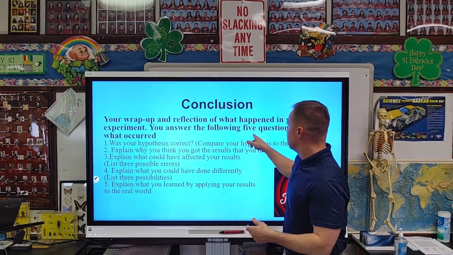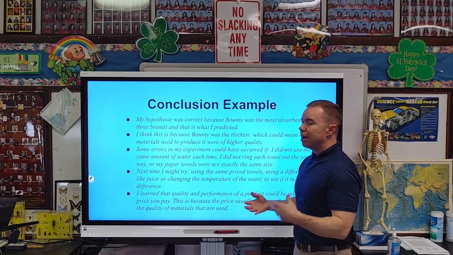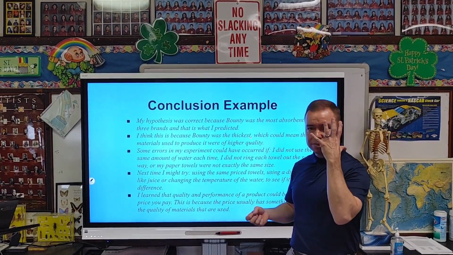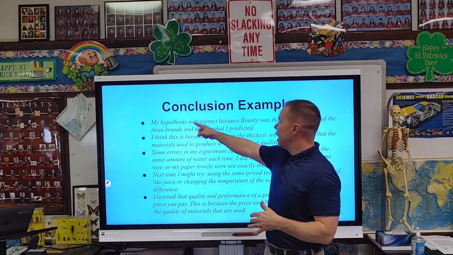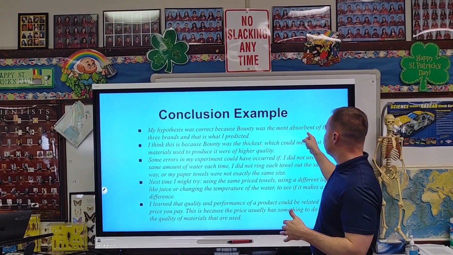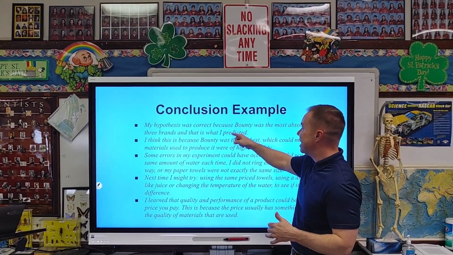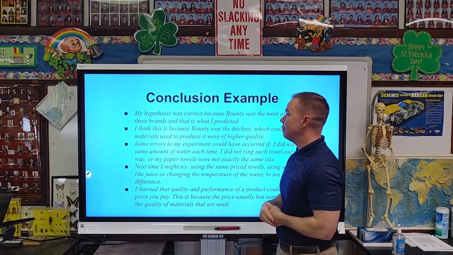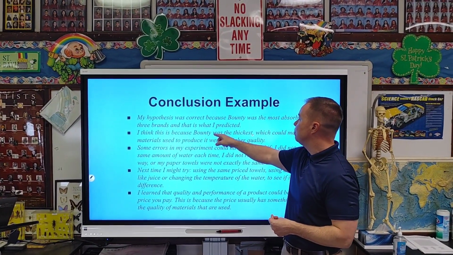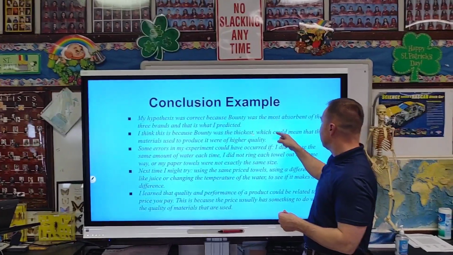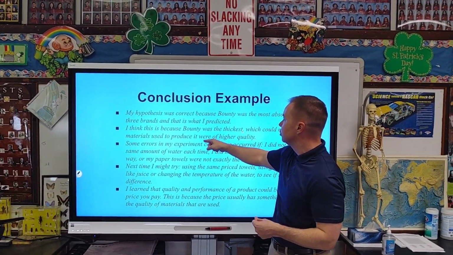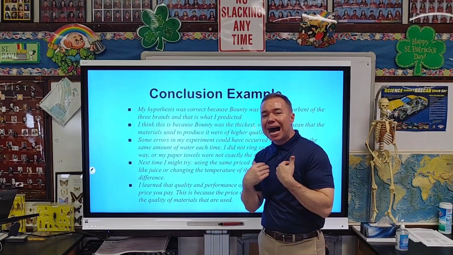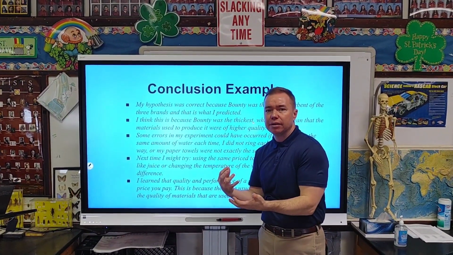So let's go back to my problem. My problem, remember, was which paper towel is going to absorb the most water. So I'm answering my 5 conclusion questions. My hypothesis was correct because Bounty was the most absorbent of the 3 brands, and that is what I predicted. So again, I go back to my hypothesis and compare it to what happened. Number 2, I think this is because Bounty was the thickest, which could mean that the materials used to produce it were of higher quality. Again, I'm telling you why I think it happened. Why did Bounty absorb the most water?